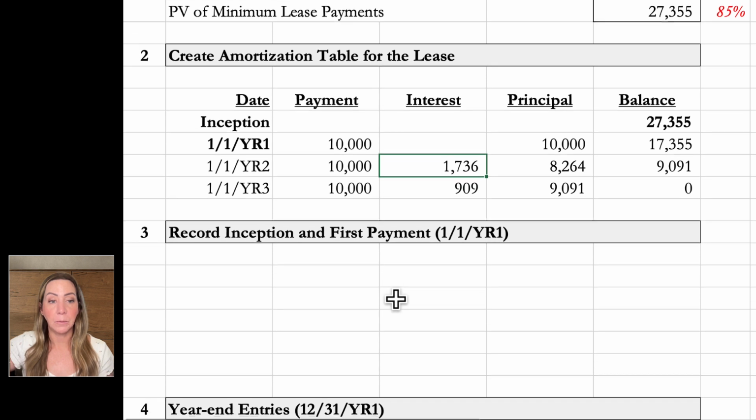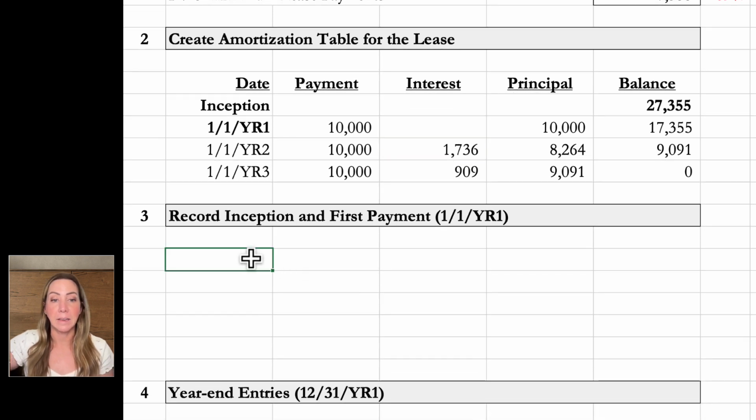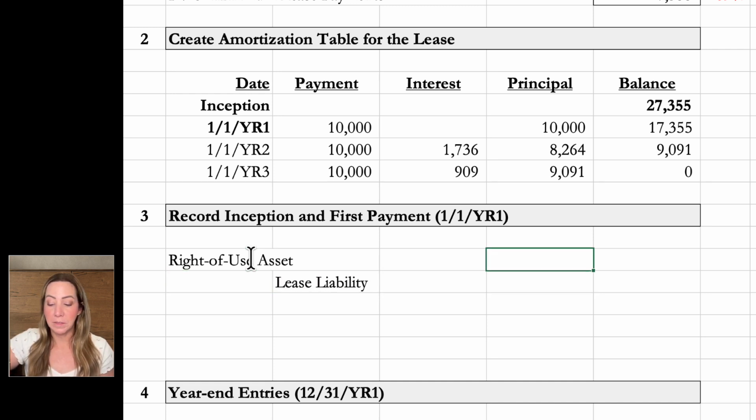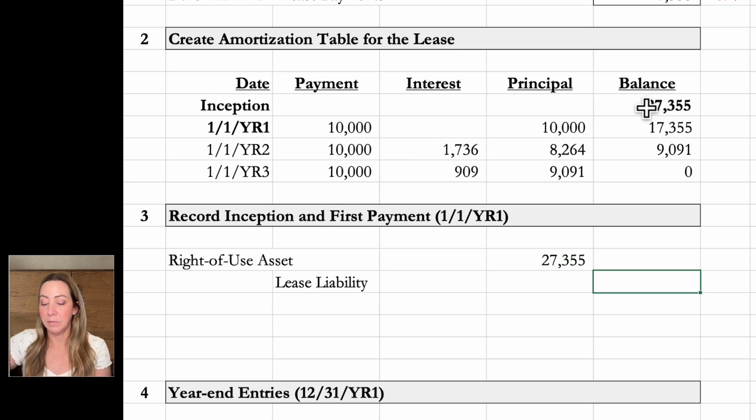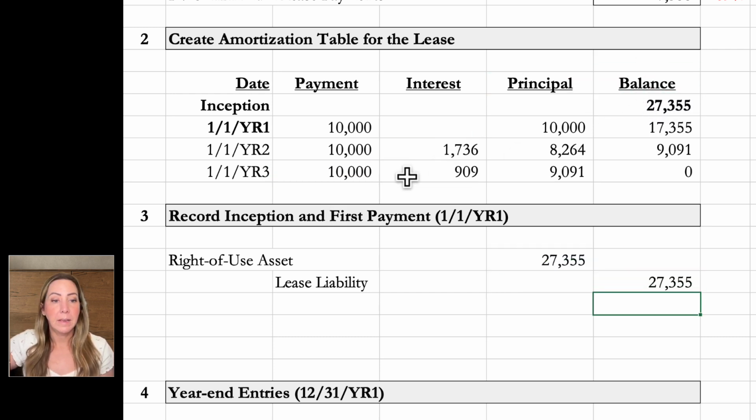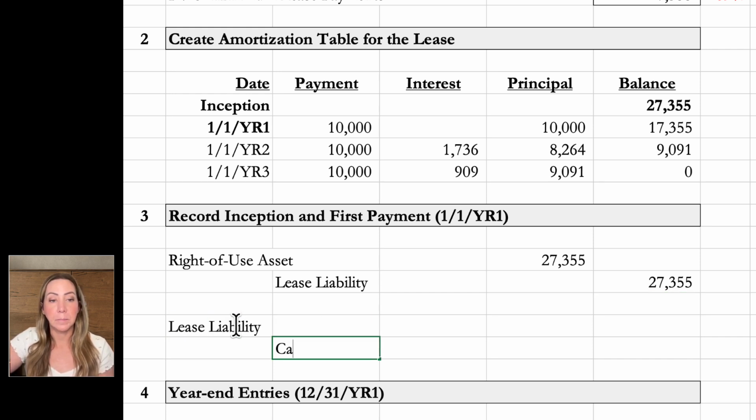The first payment we need to record is actually going to look exactly like the finance lease. We're going to debit the right of use asset, and we're going to credit lease liability for the amount that we've calculated here, the $27,355. And we're going to record the very first payment, which will reduce our lease liability and be a credit to cash. That is the $10,000.